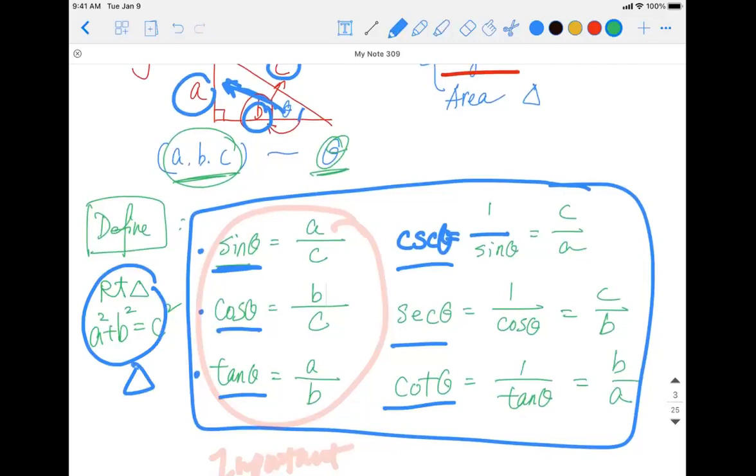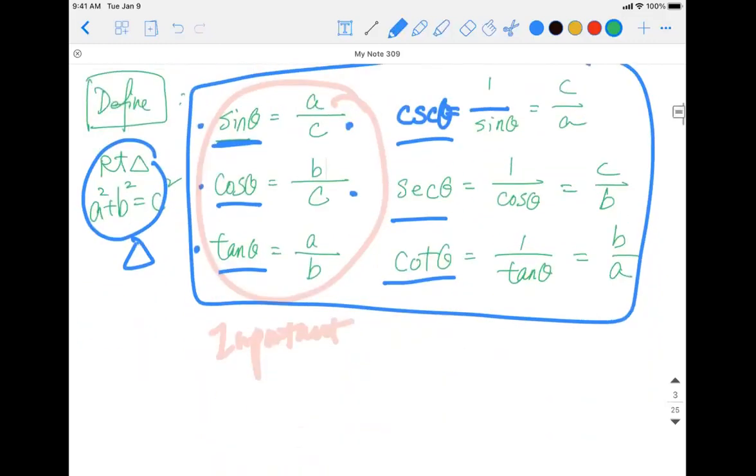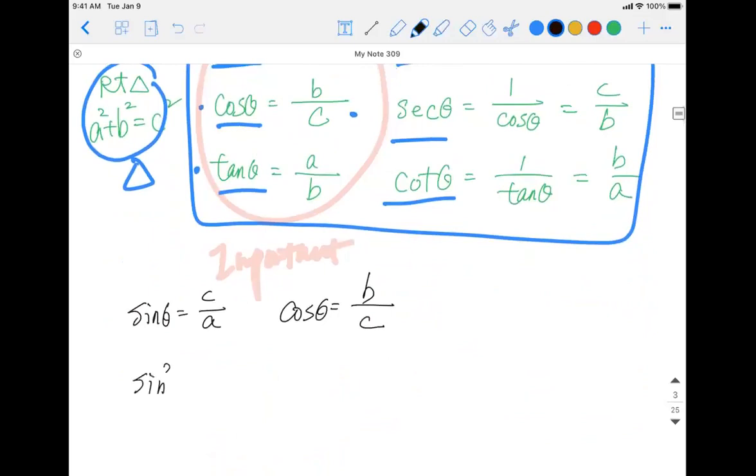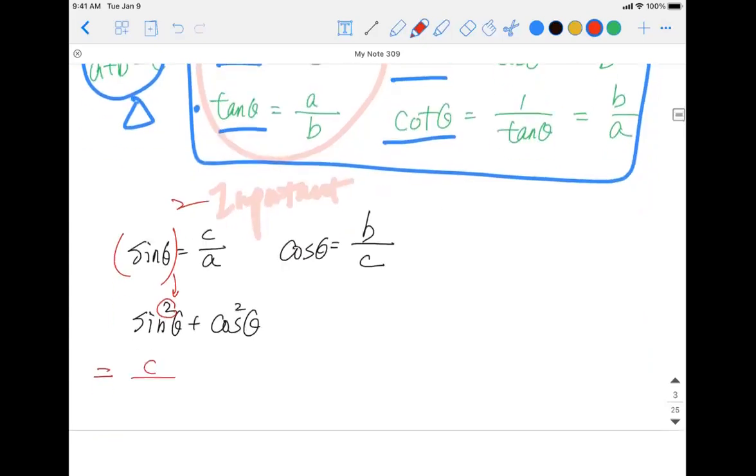For instance, a very intuitive example: sine theta equals a over c. Cosine theta equals b over c. So sine squared theta plus cosine squared theta. The way I want to do this, the square means you take a perfect square of the entire expression, but to make my life a little easier, I want to put the square here, like exponents. So what is sine squared plus cosine squared?